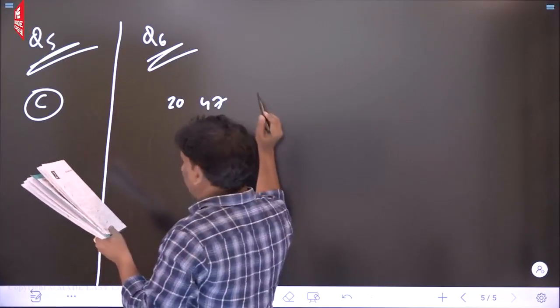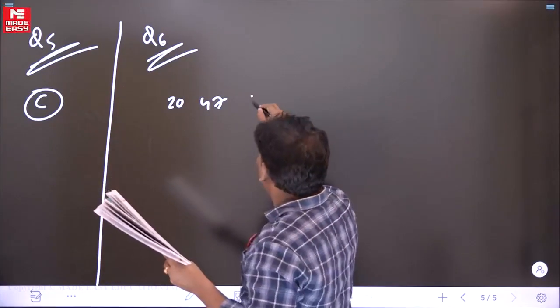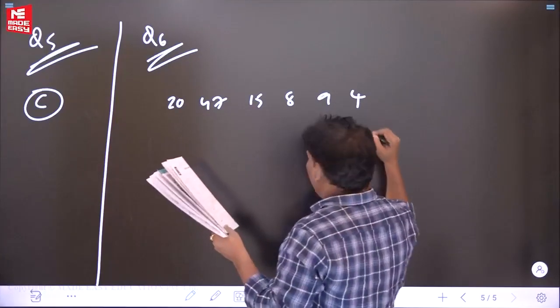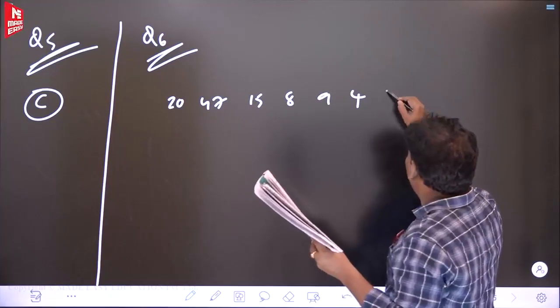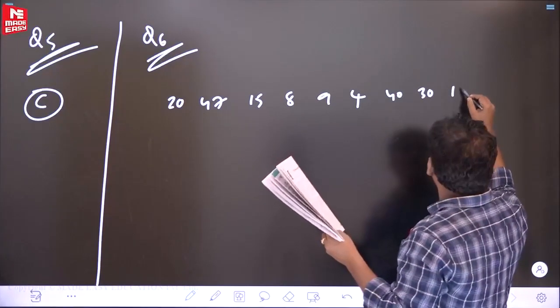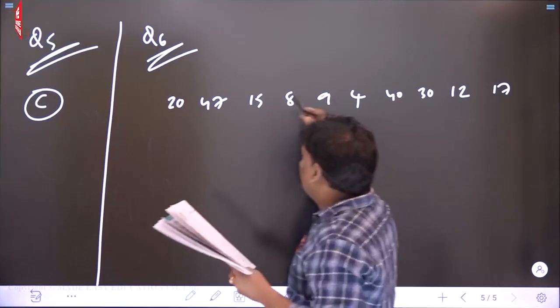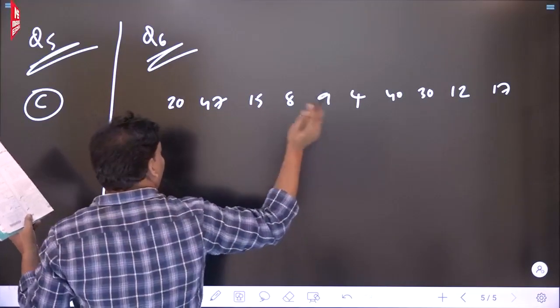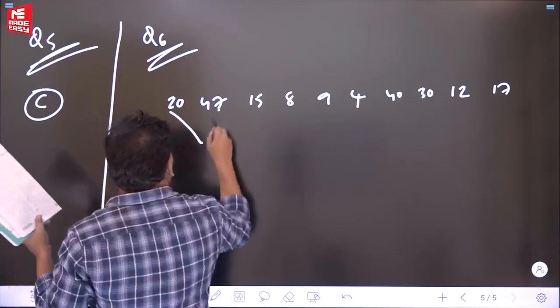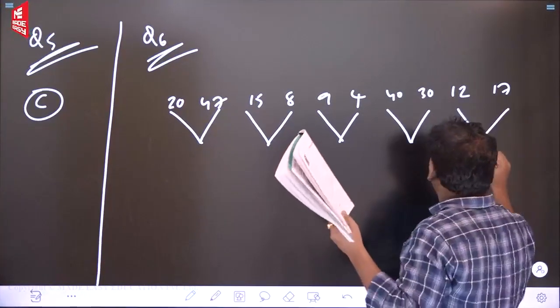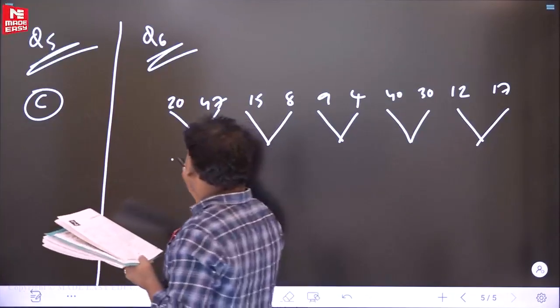20:47. Next, 15:8. Next, 9:4. Next, 40:30. Next, 12:70. Now, what he is asking is, what is the output after the second pass of the straight two-way merge sort algorithm? What is the meaning? Two people merge. That is the meaning of straight two-way merge sort algorithm. Two people merge.